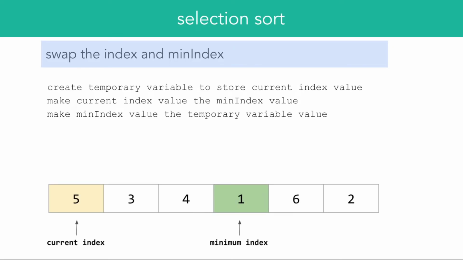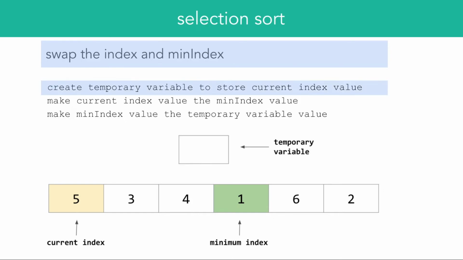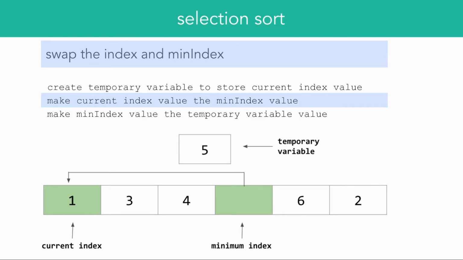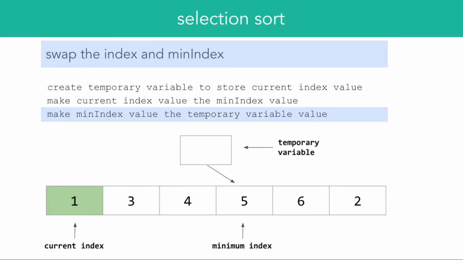If the current index 0 is storing the value 5, and the index that is storing the minimum value is at position 3, we need to swap these values. We do this by creating a temporary variable. First, we store the value of the current index in the temporary variable. Then, we make the value of the current index the value of the minimum index. Then we store the temporary value in the minimum index. The temporary variable makes the swap possible.